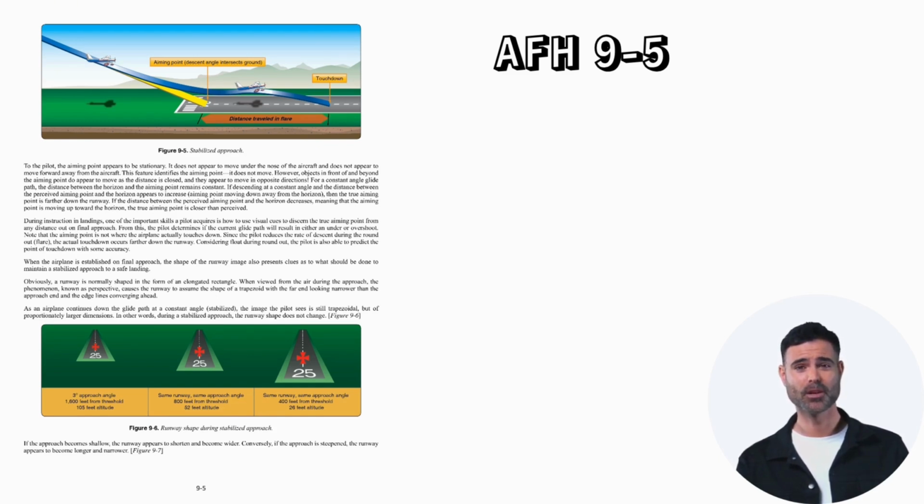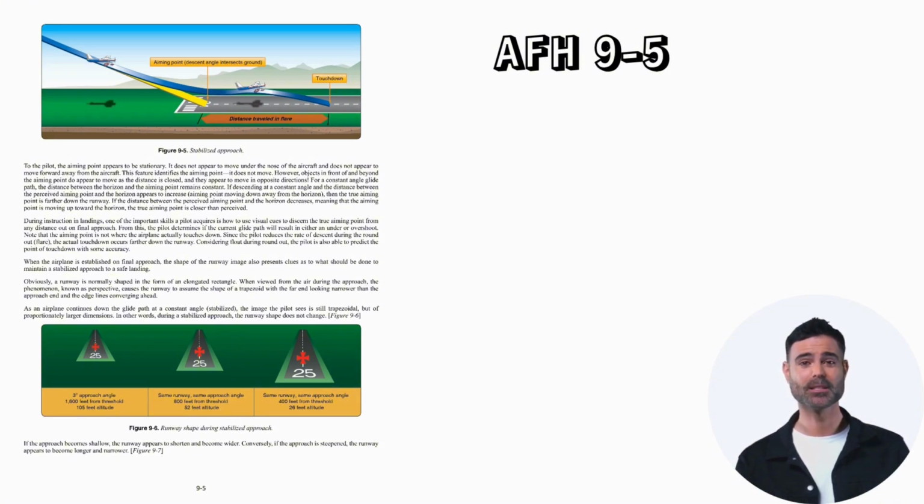However, objects in front of and beyond the aiming point do appear to move as the distance is closed, and they appear to move in opposite directions. For a constant angle glide path, the distance between the horizon and the aiming point remains constant. If descending at a constant angle and the distance between the perceived aiming point and the horizon appears to increase, the aiming point moving down away from the horizon, then the true aiming point is farther down the runway. If the distance between the perceived aiming point and the horizon decreases, meaning that the aiming point is moving up toward the horizon, the true aiming point is closer than perceived.